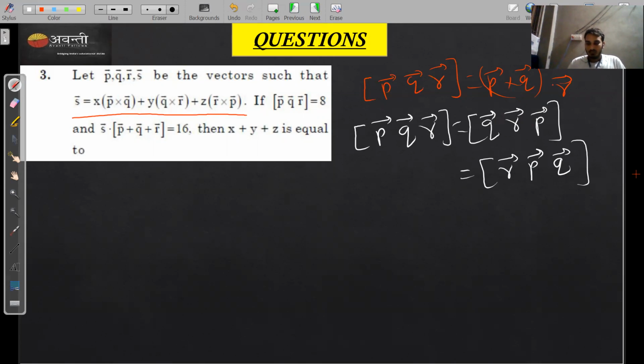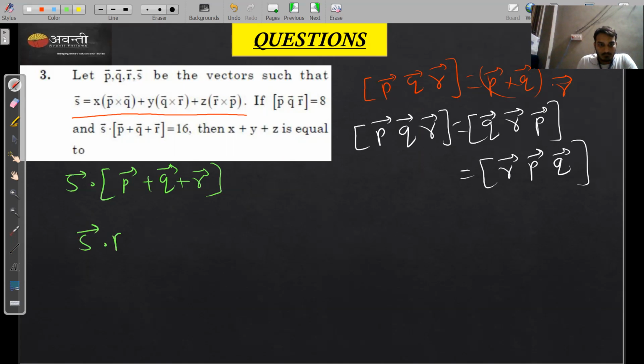Okay, so if we already know these things, then this question is nothing. What I'm doing is considering s dot p plus q plus r, and I know the value, it's given as 16. So first, what is s dot p? When you do s dot p, you get what?